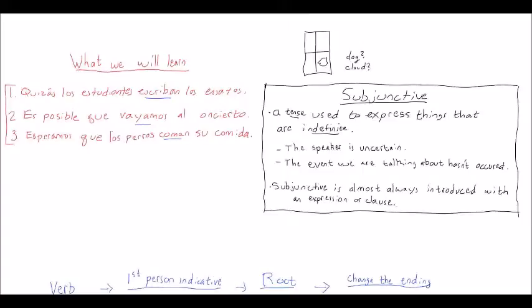And the subjunctive is almost always introduced with an expression or a clause. We're going to come back to this idea, but first let's understand how we conjugate the subjunctive. We want to be able to identify when we're using the subjunctive so we can ask this ever important question: why? Why are we using it, and why has something changed?